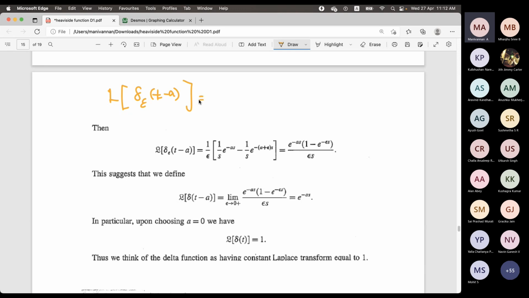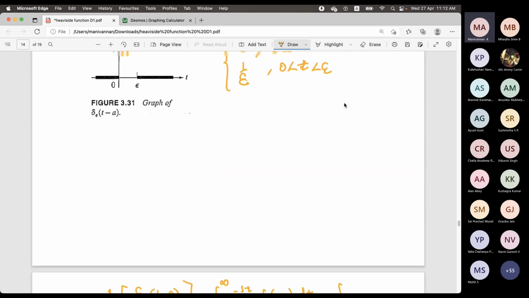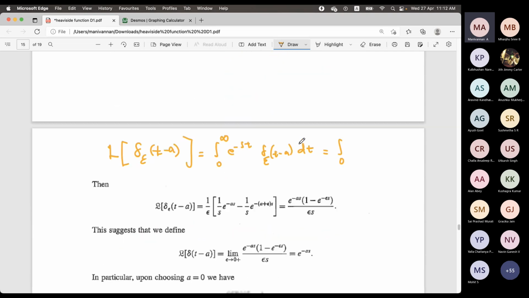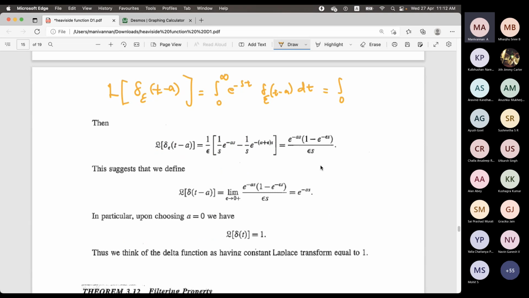By the Laplace transform definition, we have the integral from 0 to infinity of e raised to the power minus st times delta epsilon of t minus a, dt. The lower part up to 0 is 0, so the remaining part is from t to epsilon only, which we are going to compute. Am I right? Sir, is it clear?